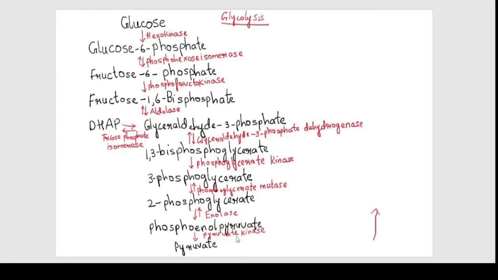So instead of these three, there are bypass pathways where pyruvate is converted to phosphoenol pyruvate by a different enzyme. Fructose 1,6-bisphosphate is converted to fructose 6-phosphate by a different enzyme, and glucose 6-phosphate is converted to glucose by a different enzyme. Let's look at these three bypass reactions. But all other reactions are the same as glycolysis in gluconeogenesis but in reverse direction.